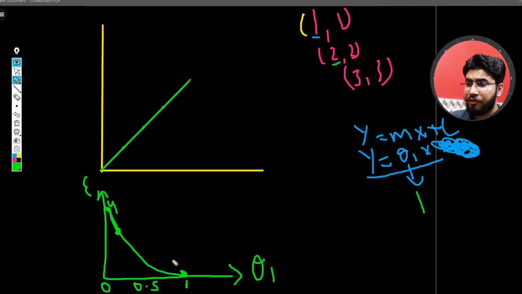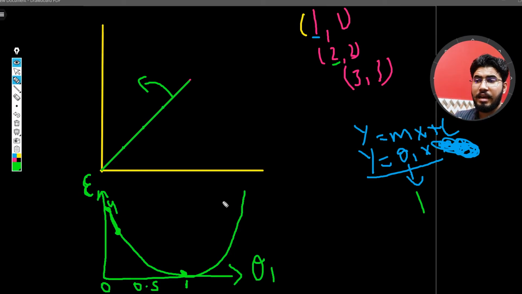Okay, and now if you will increase the value of theta, then again this line will start to move towards here, and this error is again going to increase. So now, as I told you earlier, this is the graph between error and theta 1. So we have proved that this is the graph between error and theta 1, and this is how error can affect our theta 1.